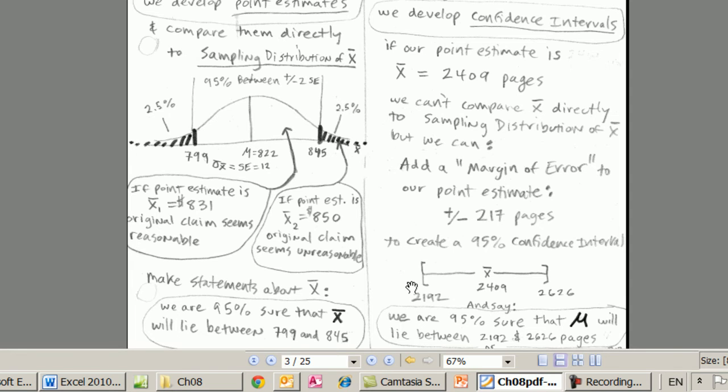Now, the statements we can make in Chapter 8, again, we are 95% sure that mu will lie between the two limits. Back in Chapter 7, we were comparing Xbar. Now, 95% sure that mu will lie in our interval here, right? Let's talk a little bit more about that 95%. We'll go to the next page.